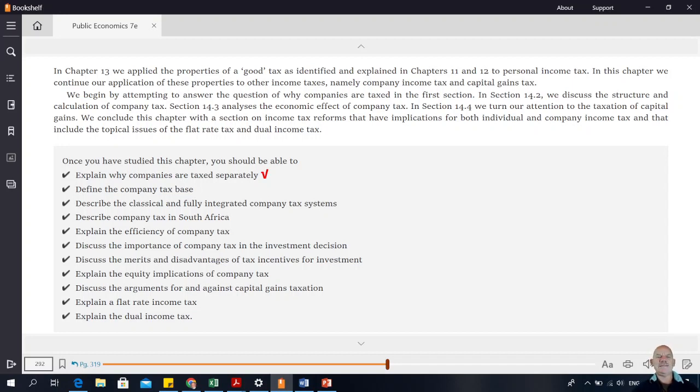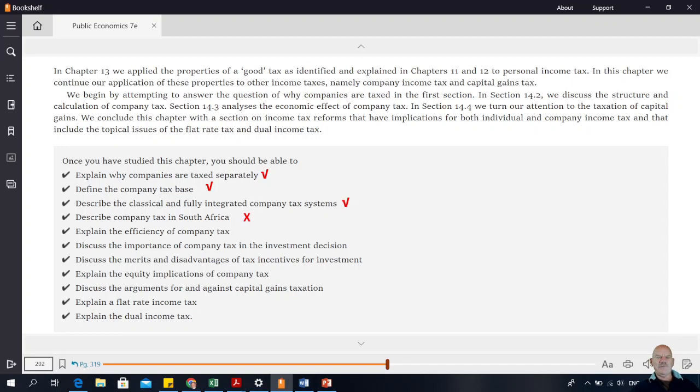The first tick is really important: to explain why companies are taxed separately. So they spend a lot of time on that, and if you look at the questions at the back of the textbook, that is what the questions are mostly about. You have to be able to define the company tax base. I want you to distinguish between classical and fully integrated company tax systems. We will talk about that.